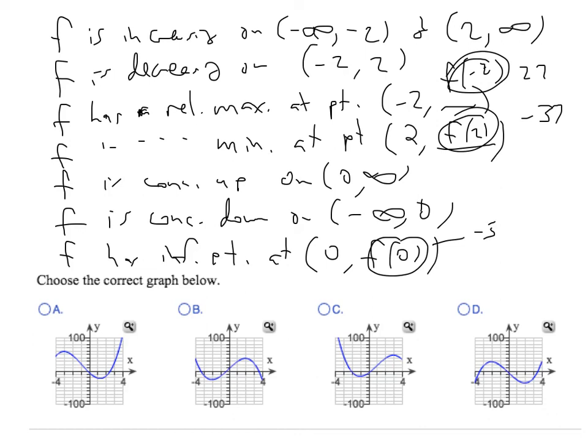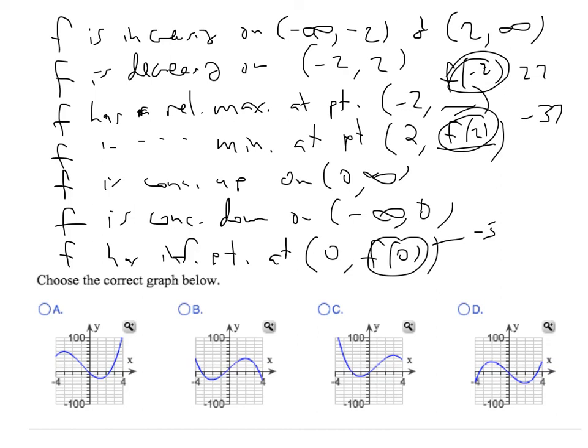So now I know 3 particular points, these negative 2, 27, 2, negative 37, and 0, negative 5, that are significant on this graph. They're the high point, low point, and then the place where the inflection changes. So the last part of the problem is always to pick out the graph, but you're picking it out of a lineup, so it's not too hard to do.